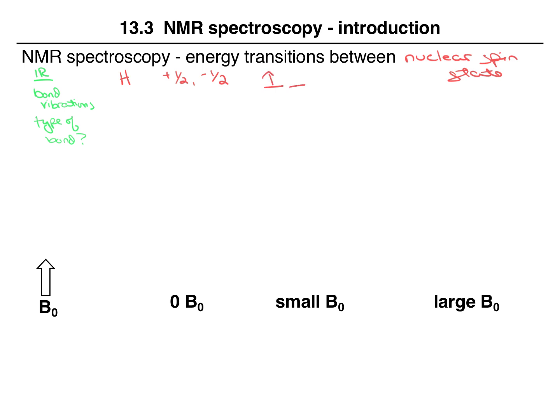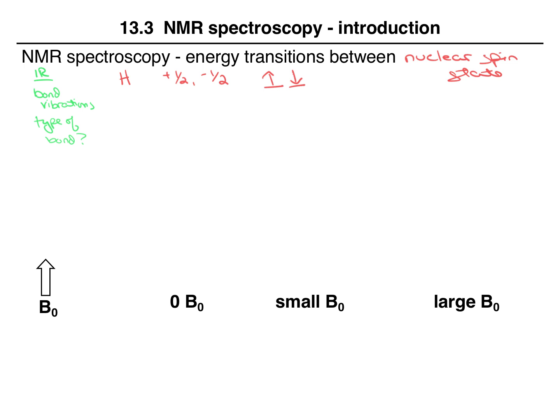Here's the energy of the other spin state. We can draw an arrow going the other direction. But the problem is that these spin states are the exact same energy, so we can't get an energy transition. That is true under normal circumstances, that there is no difference in the energies.